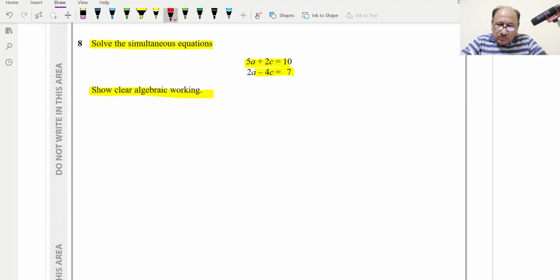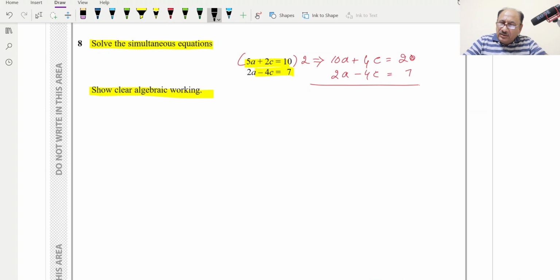So to equalize the coefficients, we can equalize the coefficient of A or C, any one of them. So I'm equalizing the coefficient of C. We will multiply the first equation by 2, and this implies this will be 10a plus 2 into 2, which is 4, so 4c is equal to 20, and the second equation as it is, we can write 2a minus 4c is equal to 7. So these will be our equations.